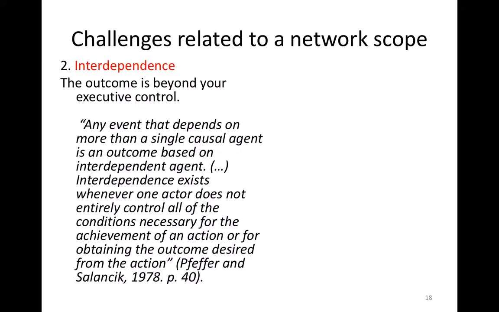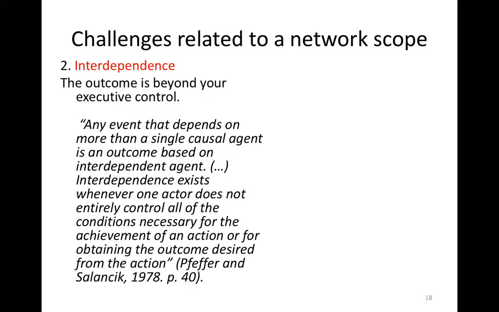Second challenge is interdependence, which means that the outcome is beyond your executive control. And the definition here of interdependence would be any event that depends on more than a single causal agent is an outcome based on interdependent agents. Interdependence exists whenever one actor does not entirely control all of the conditions necessary for the achievement of an action or for obtaining the outcome desired from the action.